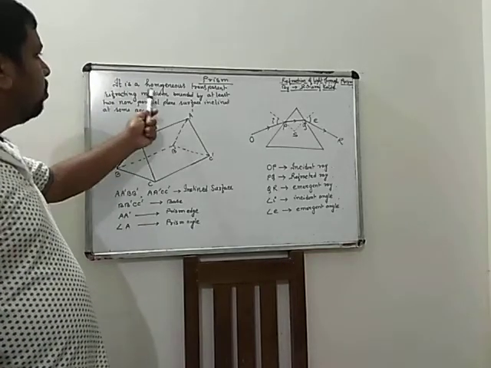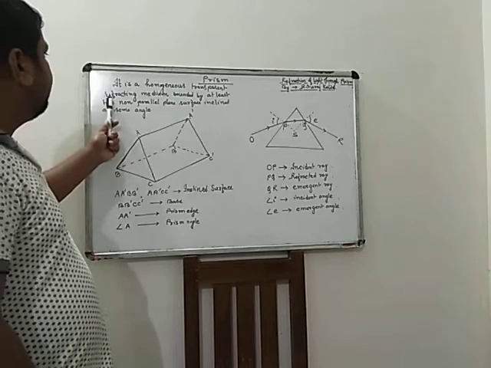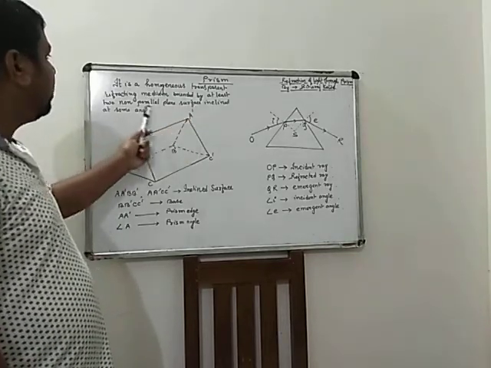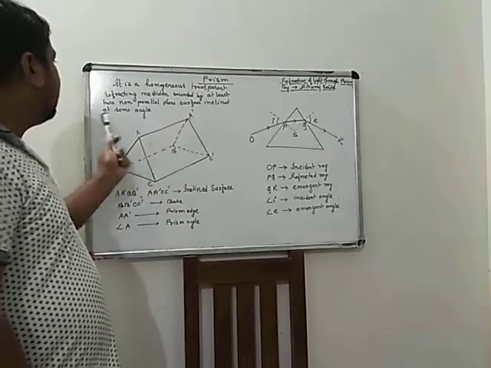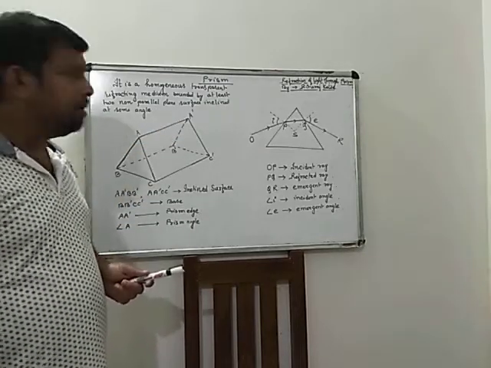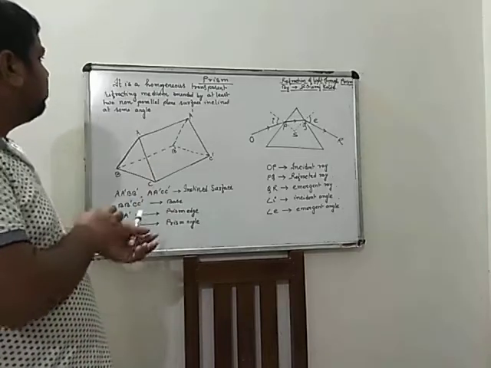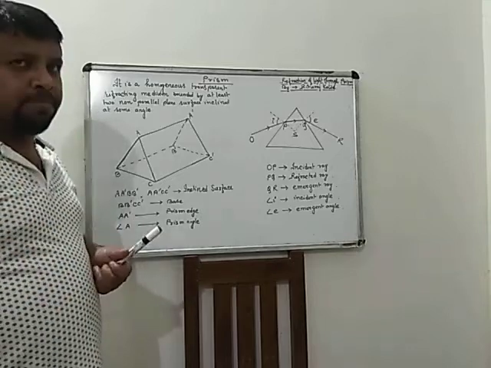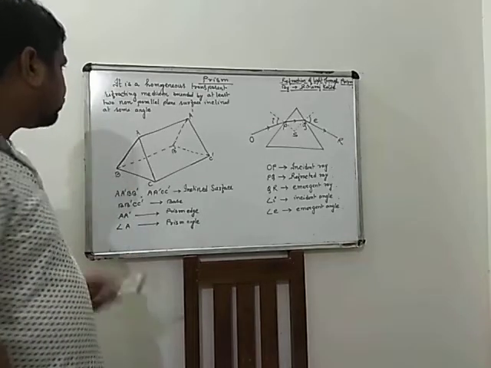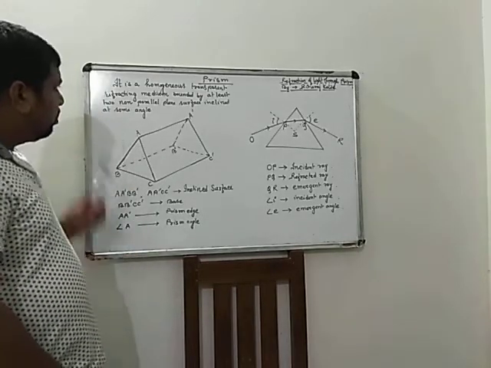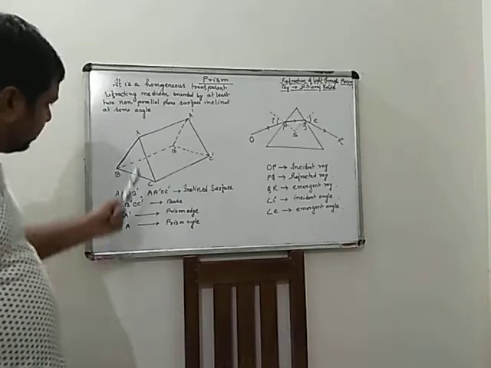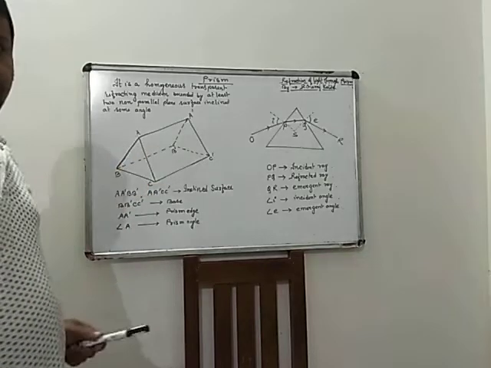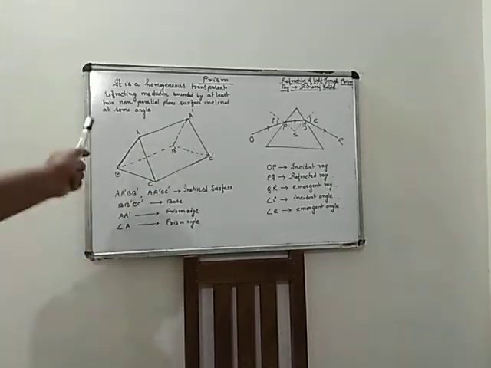It is a homogeneous, transparent, reflecting medium bounded by at least 2 non-parallel plane surfaces inclined at some angle. That means it is a transparent reflecting medium bounded by 2 non-parallel plane surfaces. Okay, so this is the prism.